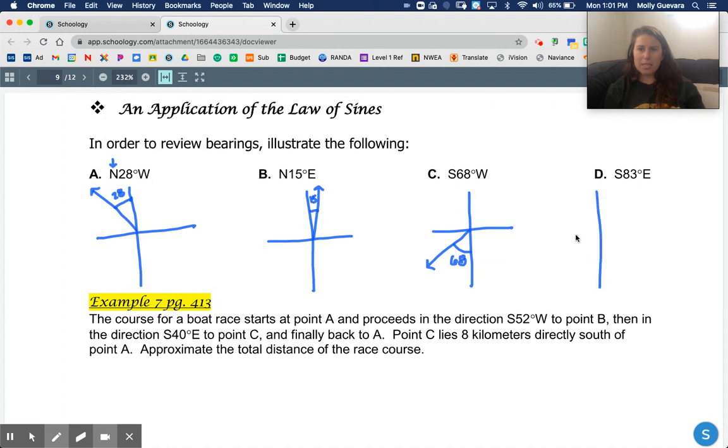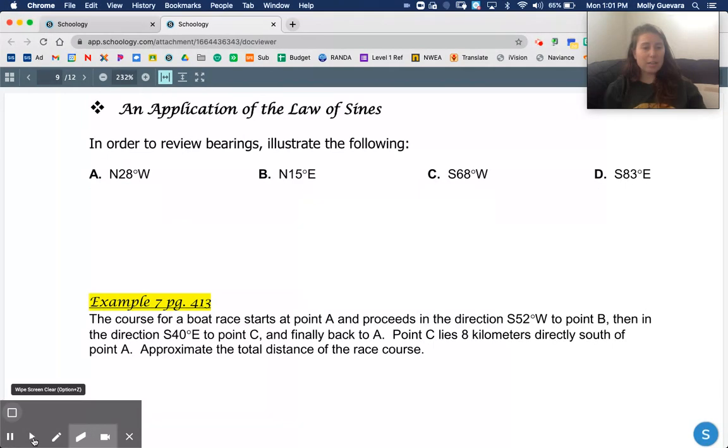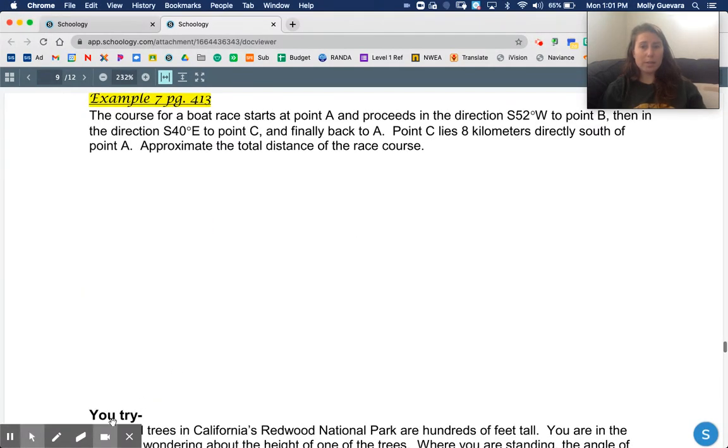And then D, you're starting on the south axis, and you're going 83 degrees east. So you're going this way, 83. And that's it. So just a nice little review. Remember, you always start from north-south, and then you go whichever direction it tells you to go in however many degrees it tells you.